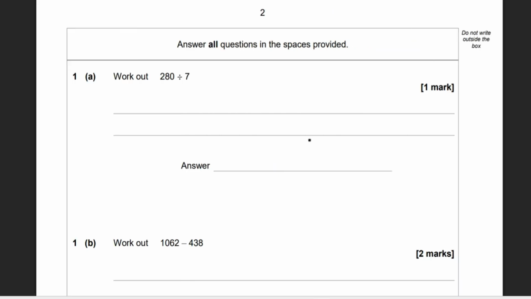Work out 280 divide by 7. So most of you can do this. This is simple division. 280 divide by 7. Okay. 7 goes in 28, that's 4 places. And then 7 goes in 0 is 0. 7 goes in 7 is 1. So this is 40 over 1, which is 40.